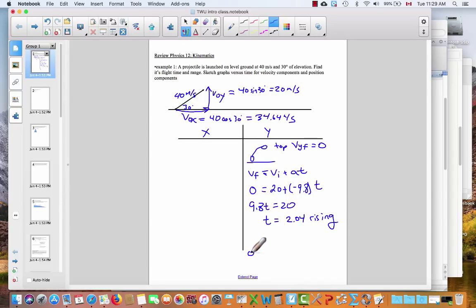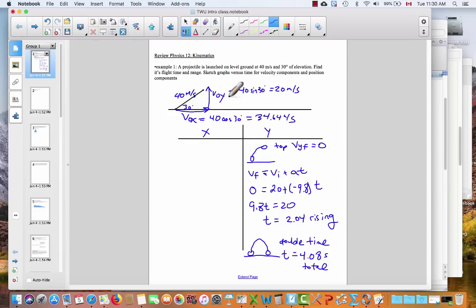Now then for the total flight time, because rising and falling is symmetric, we just double that. So to get the total flight time, it's just 4.08 seconds.